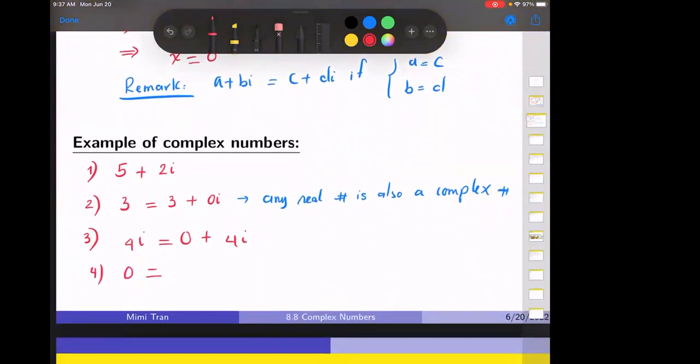Maybe I put it here. 0 is the same thing, 0 plus 0i. So if somehow your answer is say 10, and I ask you to write it in standard form, meaning a plus bi, then you don't write 10, you write 10 plus 0i, right?